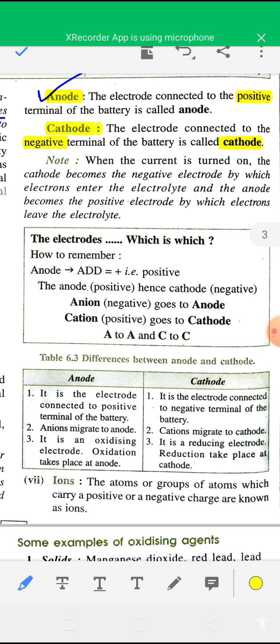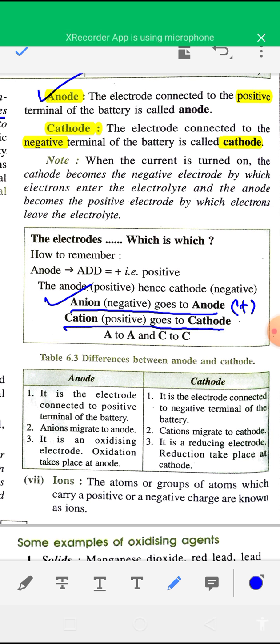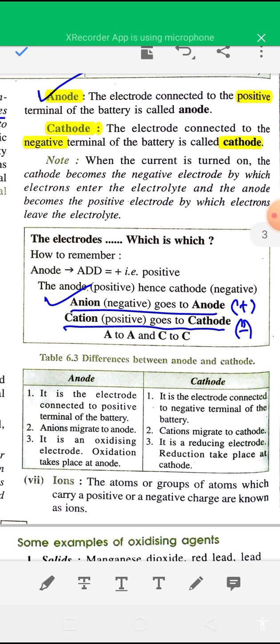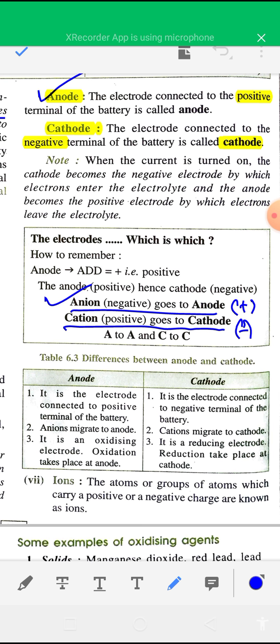On passing electric current, the anions from the electrolytic solution go towards anode, because anode is positively charged. Anions migrate towards anode, and cations migrate towards cathode, because cathode is negative and cations are positive. So cations migrate towards cathode when you pass electric current. On passing electric current through the electrolytic solution, you will see that the cations migrate towards cathode, the negatively charged electrode, and anions migrate towards anode, the positively charged electrode.